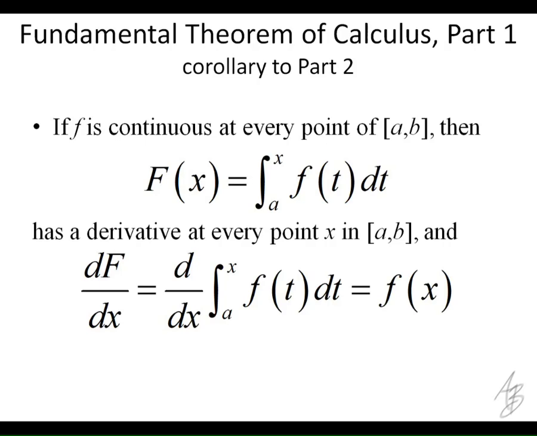this is what you really need to know. So what it says is, if we have a continuous function on some interval, and capital F of x is defined as the integral from any constant to the variable x of the function with respect to time, then that function, the big F function, has a derivative at every point, and the derivative of F is equal to the derivative of this integral, which is equal to the function itself.